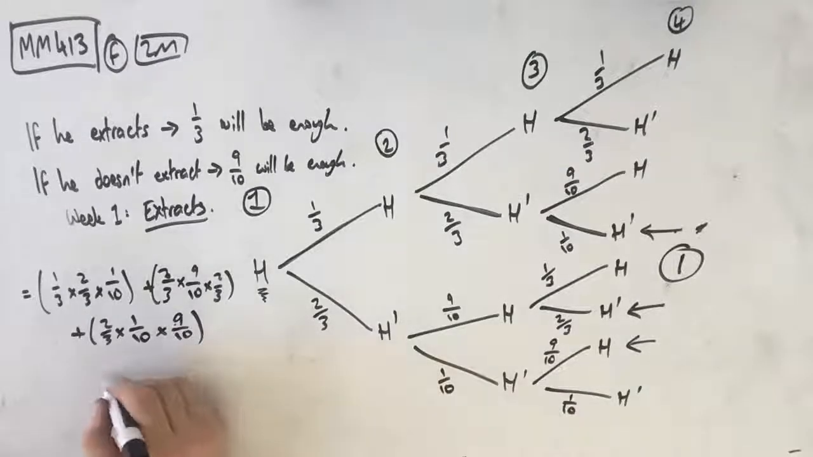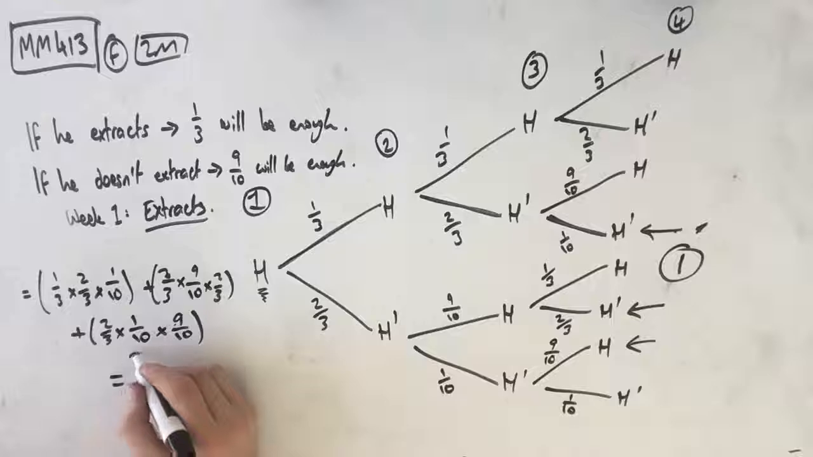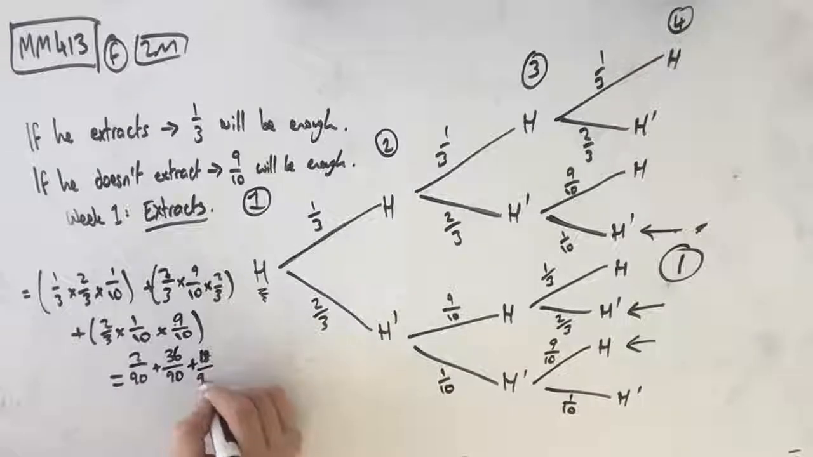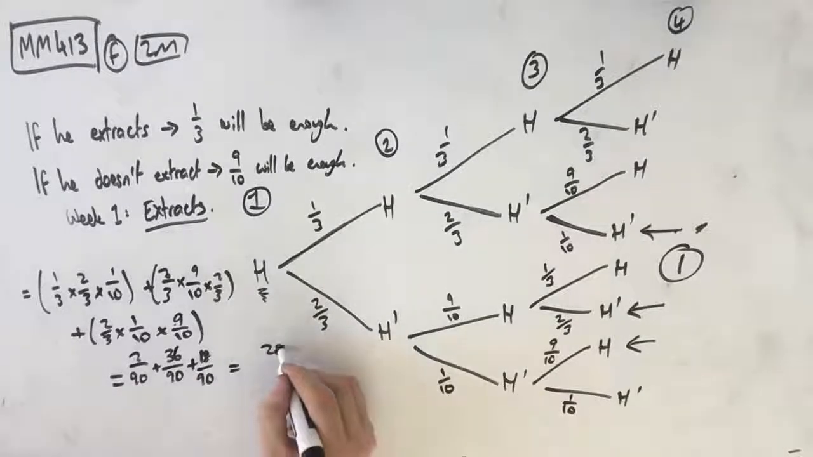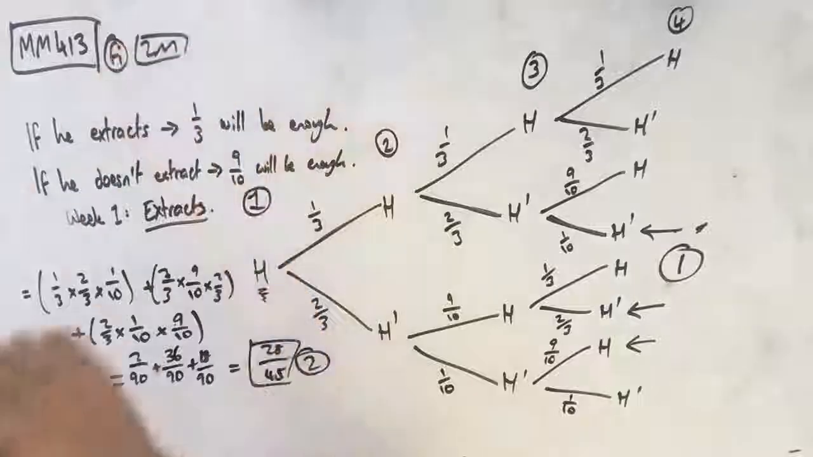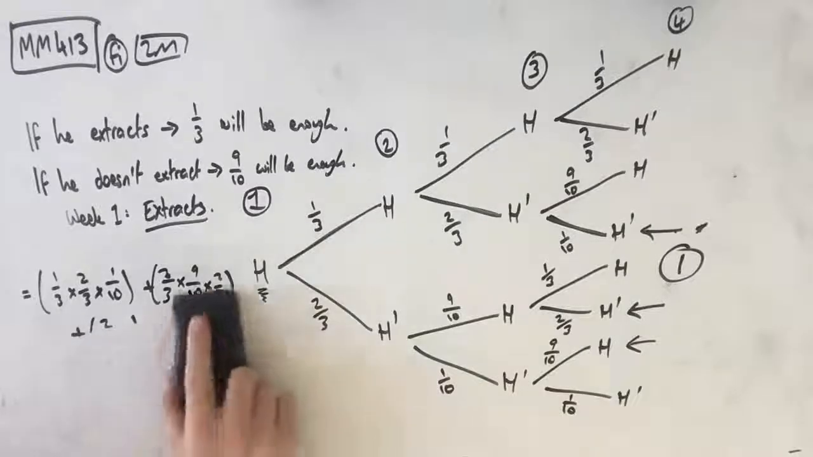Awesome. And then from there we can say that this is equal to 2 on 90 plus 36 on 90 plus 18 on 90, which gives us 28 on 45. And this is our final answer, our second mark. So guys, 28 on 45 is our final answer for FI. Let's move on to FII. Part FII is also a 2-mark question.